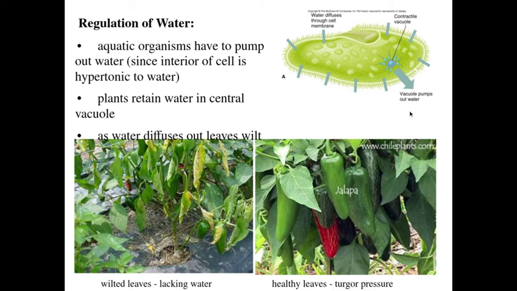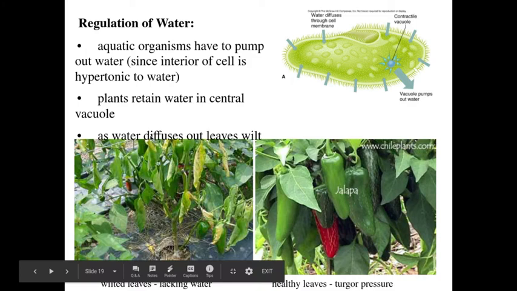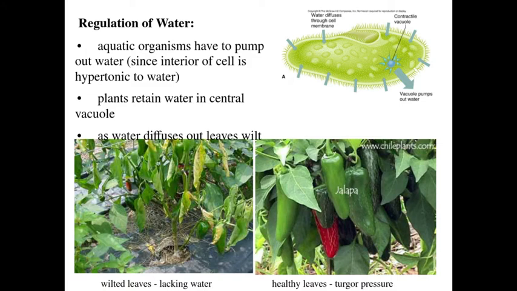Okay. And then plants, as you know, retain water in their central vacuole. So they have this huge vacuole. And as water diffuses out, that causes the leaves to wilt. So you can see wilted leaves, they lack water. The water has diffused out. And so when you water them, the water will diffuse back into those vacuoles, and it actually causes a form of pressure called turgor pressure. That's what makes the leaves pop back up and look normal again. So we can see nice, healthy leaves here because their vacuoles are full of water.